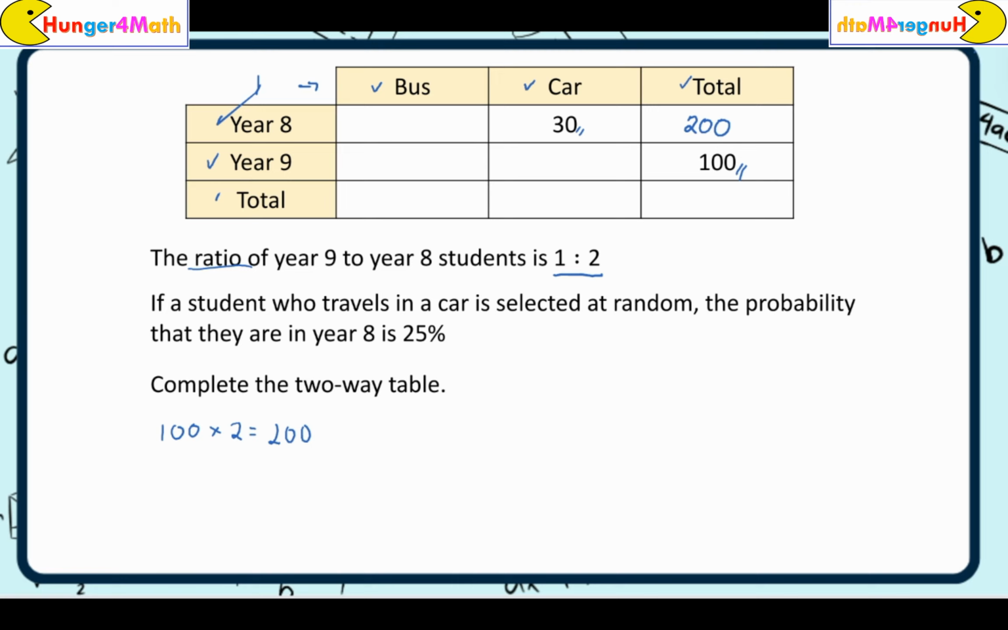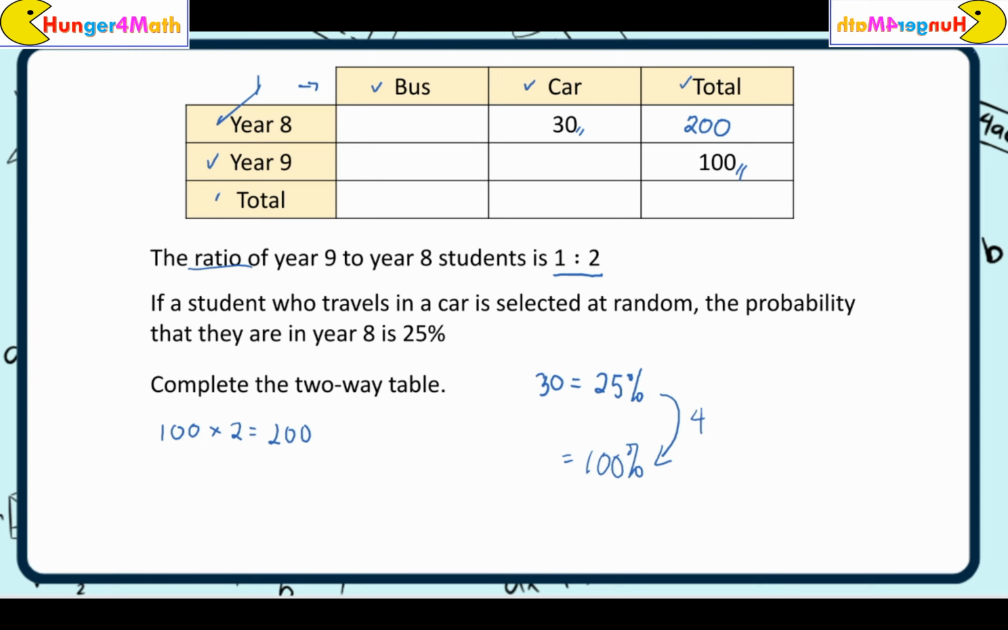For the next given, it says here, if a student who travels in a car is selected at random, the probability that they are in year 8 is 25%, which means if there are 30 students that are using a car, that's equivalent to 25%. Now we can find the total number of students who are using the car by multiplying 25% by 4 to make it 100%.